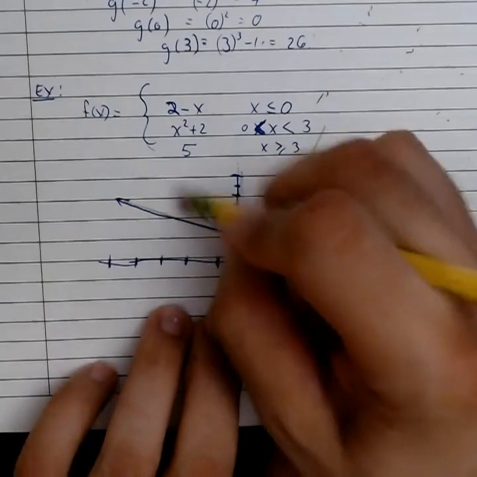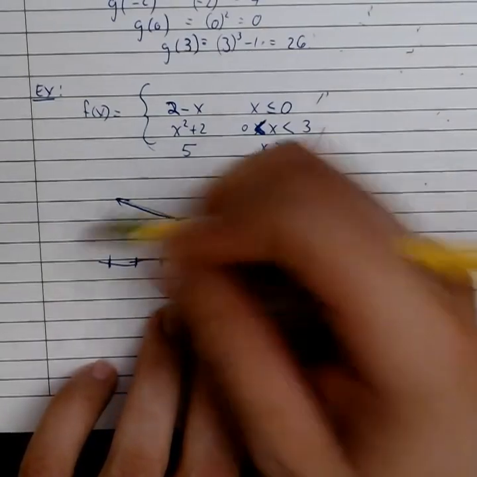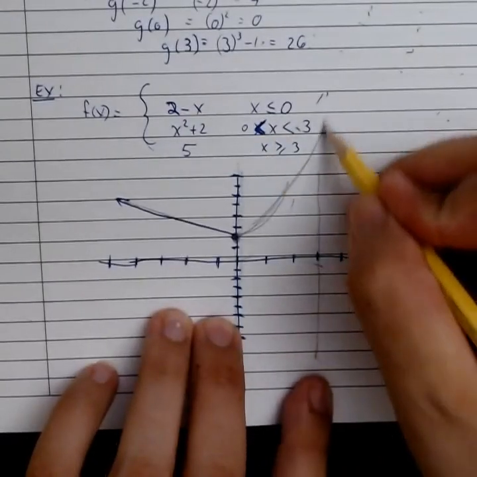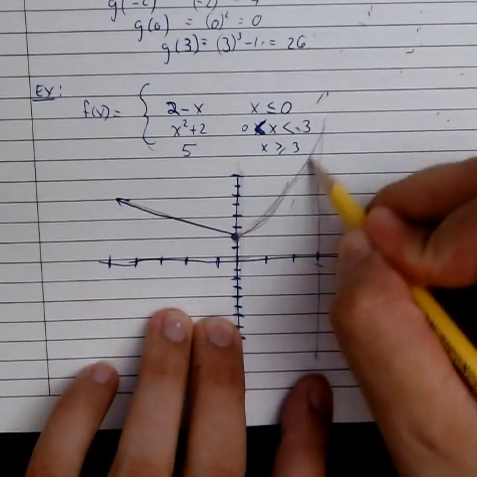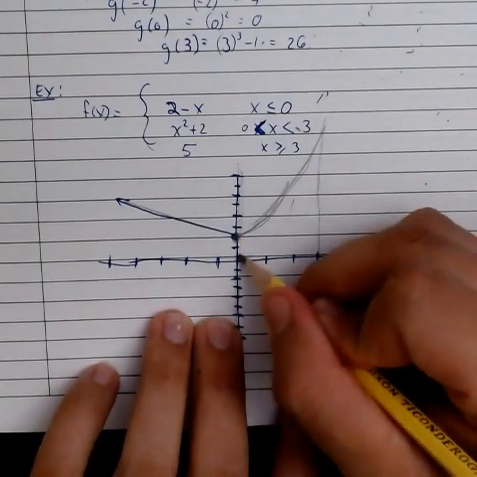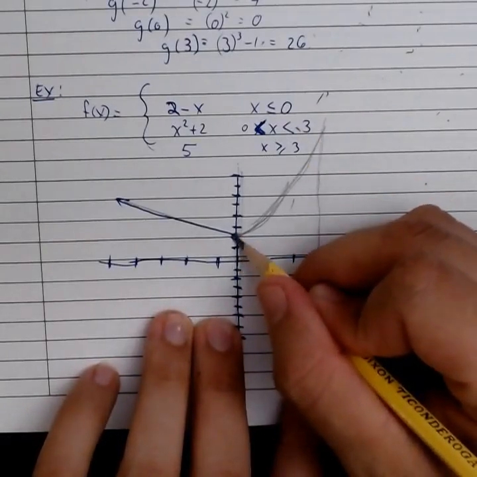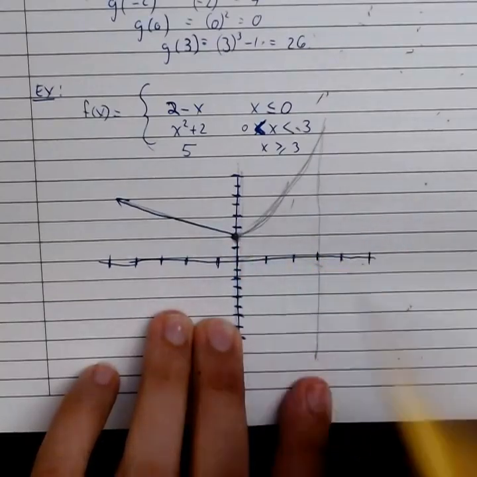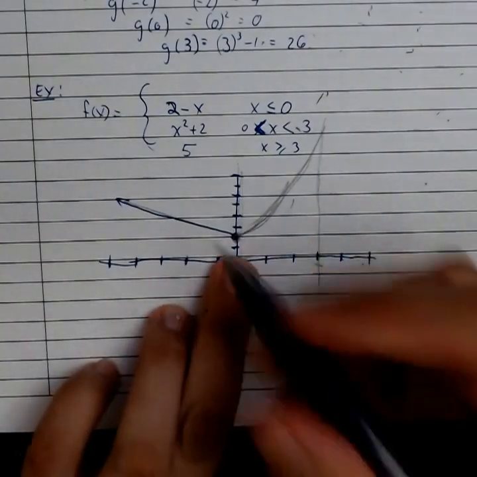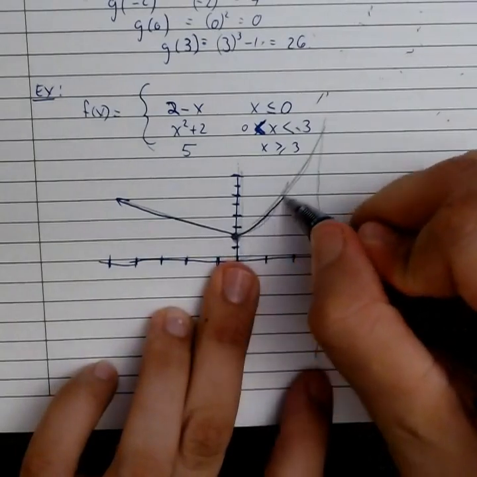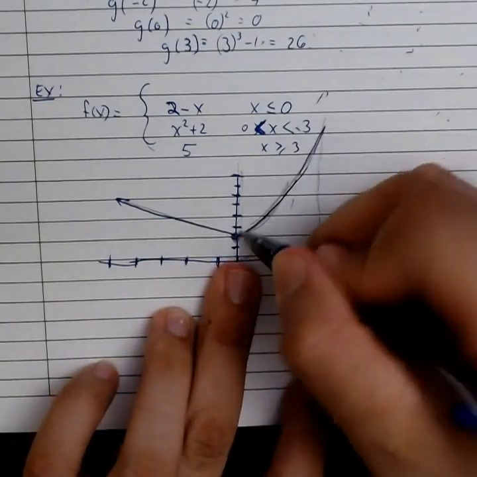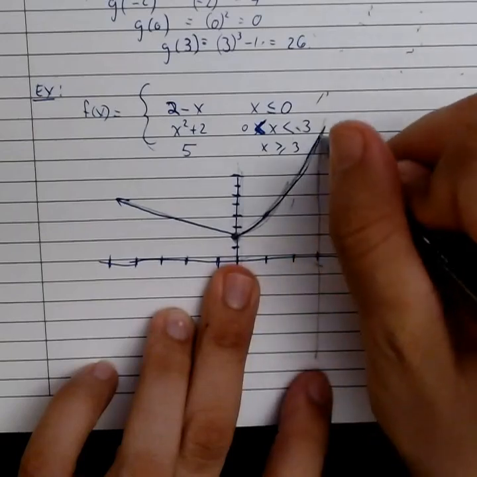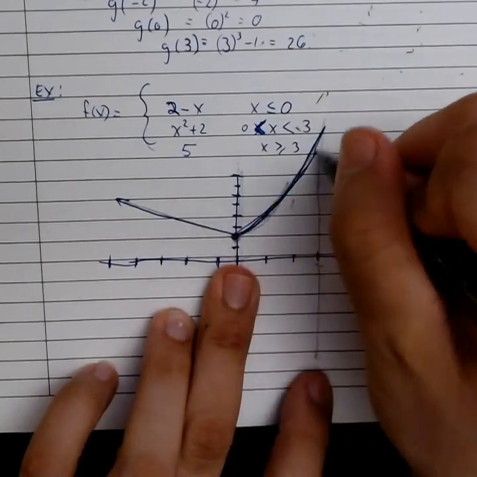It shouldn't exist to the left of 0, and it shouldn't keep going once you pass this line. So it's only between here and here. Notice these two do connect, right? This one ended at 0, 2, and this one started at 0, 2. So it is possible for the pieces to connect, where one leaves off, the other one can pick up.